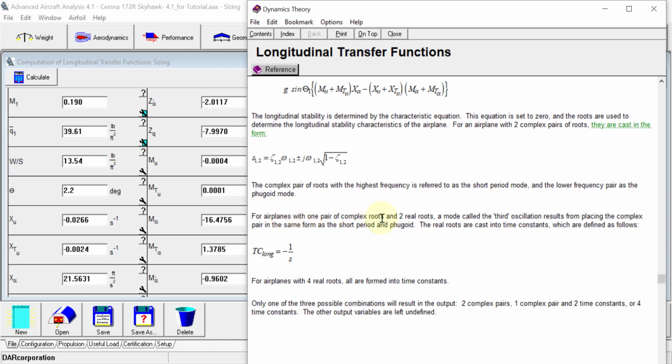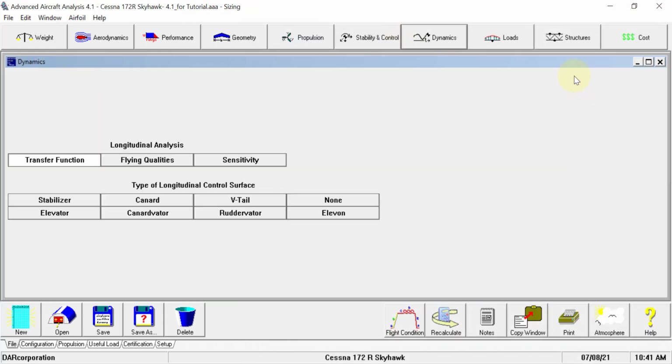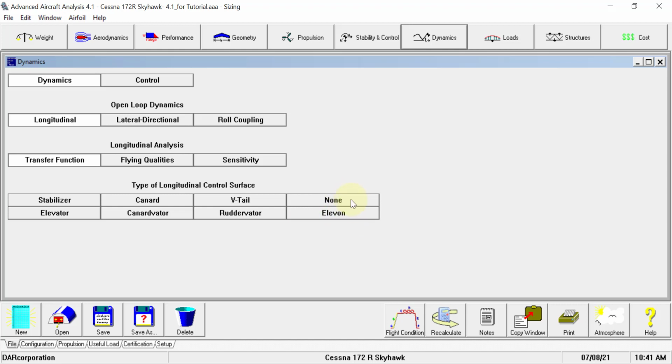If there's one pair of complex roots and two real roots, there's a third oscillation from placing the complex pair in the same form as the short period and the phugoid. The real roots are cast into the time constants, which are as follows. So then we see that there's a time constant, but also for airplanes with four real roots, all are formed into time constants. Only one of the three possible combinations will result in output. So there's either two complex pairs, there's one complex pair and two time constants, or there's four time constants, the other output variables are left undefined. The same will actually apply here in the non-transfer functions.